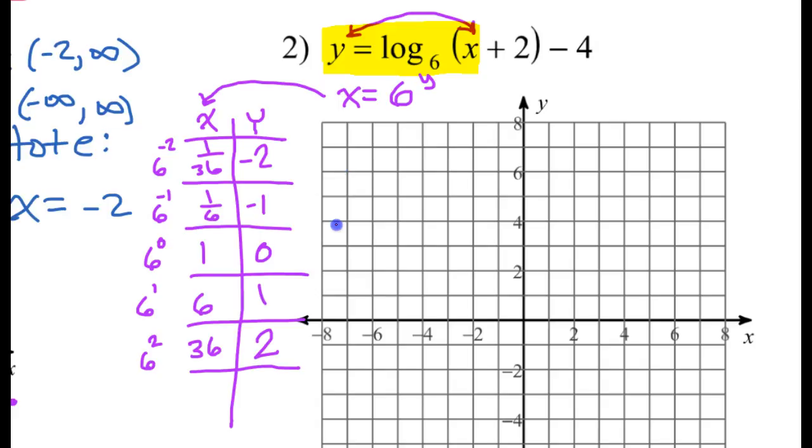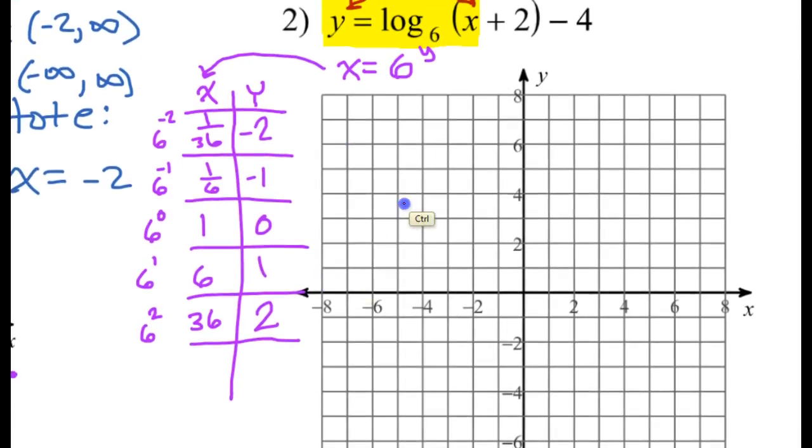Okay. Let's graph these points, but remember, we will not connect these dots. This is not the final answer. So 1/36 comma -2. 1/36 is so close to 0 that it will appear to be on the line. So 1/36 comma -2 is almost like 0 comma -2. 1/6 comma -1 is not much better. It still will appear to be on the line because it's so small.